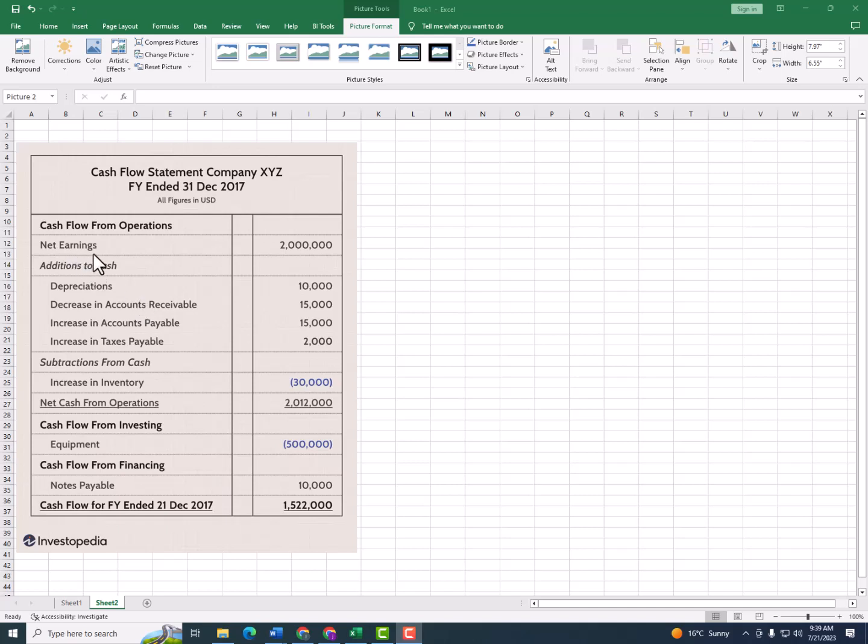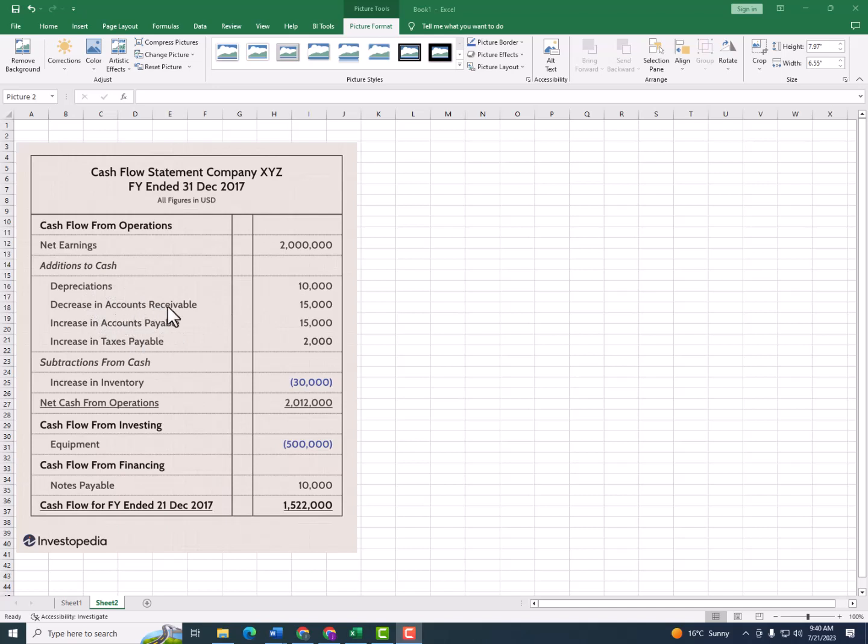And in this, we have several adjustments such as adding back depreciation, because depreciation is an expense but a non-cash expense. And when we begin with the net earnings, they are arrived at by subtracting depreciation as one of the expenses. So as the first step, we add back depreciation.